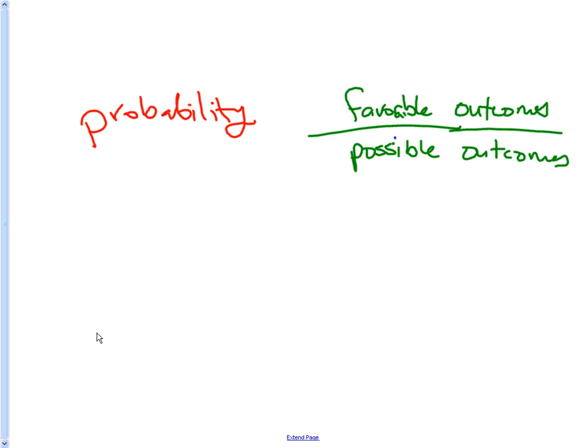Probability always comes down to this simple statement, that it's the favorable outcomes over, or divided by, the possible outcomes. So if this was as simple as a coin, what are the possible outcomes when you flip a coin? Heads or tails. And there's two of them, so you'd have a 2 on the bottom. And then if you pick one, like heads, then you have one favorable outcome.